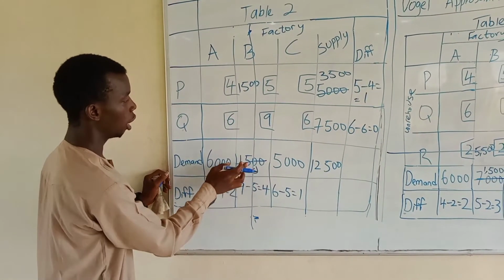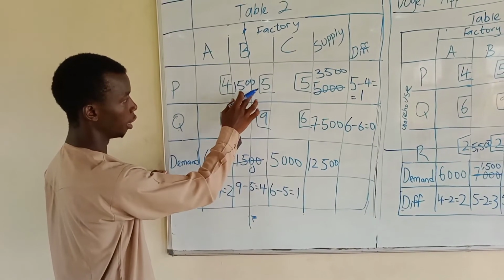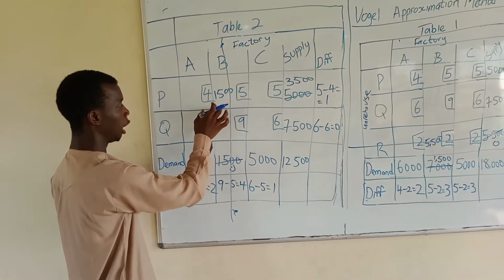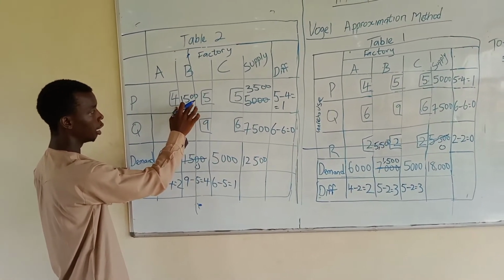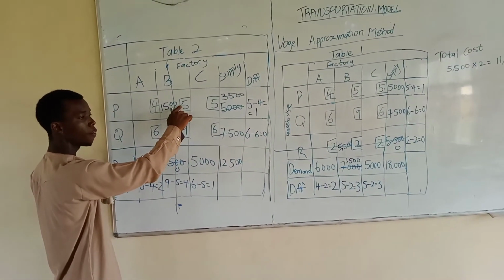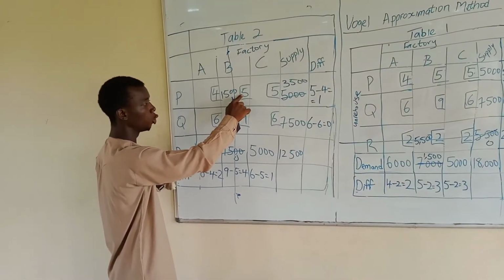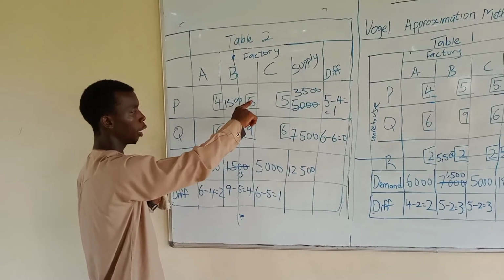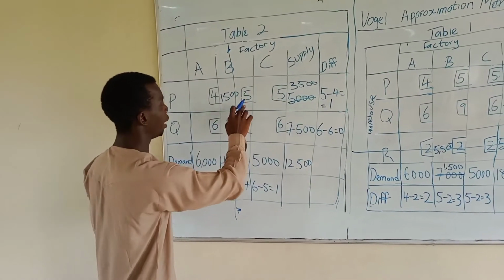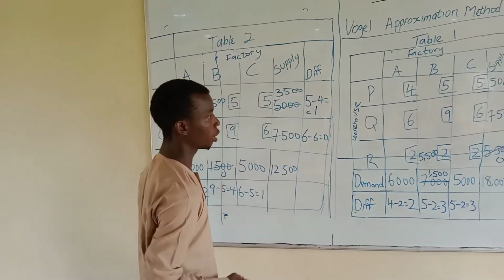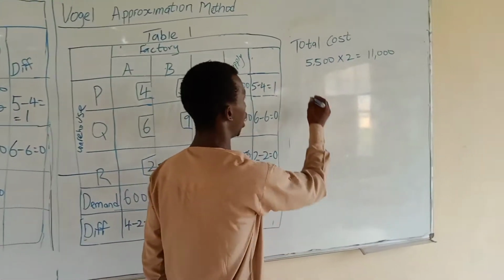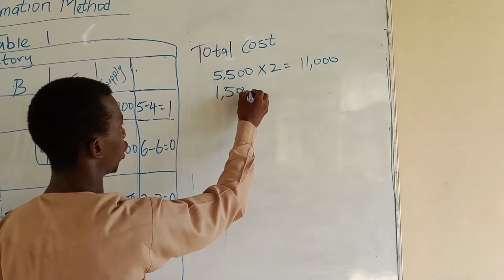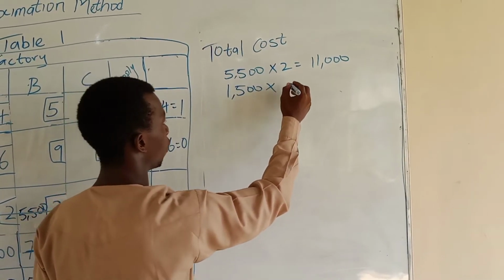Remember, 1,500, we need it for our total cost. So we go back to our total cost and include it. 1,500 units will be transported at 5 naira per unit. So it will be cost per unit times the unit. That's the reason why we are multiplying 5 times 1,500. Can come here. 1,500 times 5.